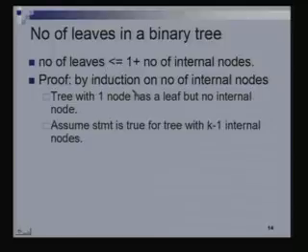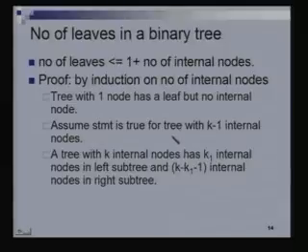So we will assume that the statement is true for all trees with less than or equal to k minus 1 internal nodes. Right? So this should actually read as: the statement is true for trees with at most k minus 1 internal nodes, not just k minus 1, but anything even less. Now we will prove it for a tree with k internal nodes.